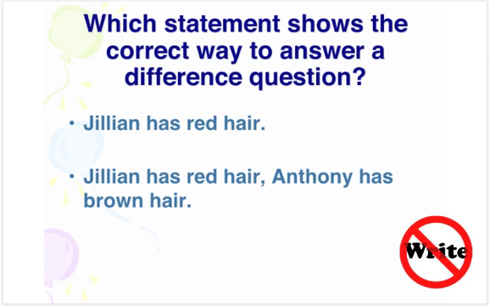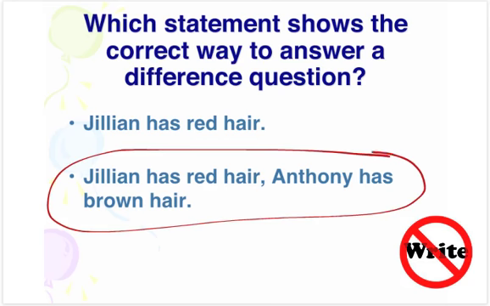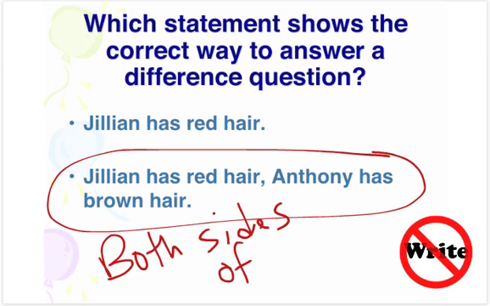Jillian has red hair, or Jillian has red hair, Anthony has brown hair. Which one? Right, this one. Why? Because it has both sides of the story. And remember, you do not need to write that slide.